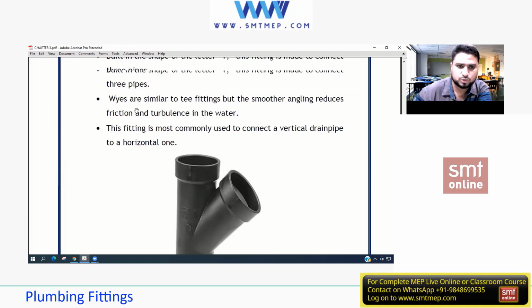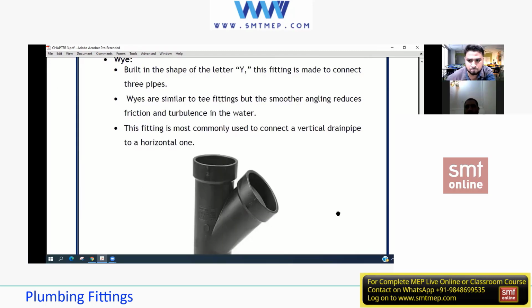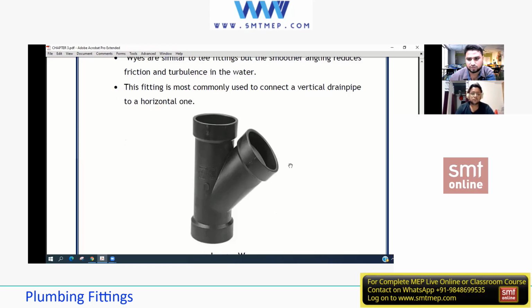Yes or no? So now it is built in the shape of Y. Yes, sir. I think this Y comes under DW. No, just fittings we are discussing. Because again, both are interrelated. The service is drainage, but again, it consists of water only, right? That is a different thing. But technically, you can say this is a drainage fitting. Yes or no? Yes, sir.